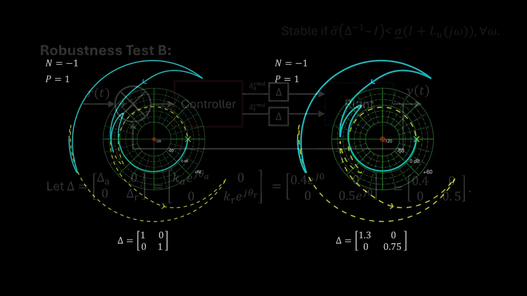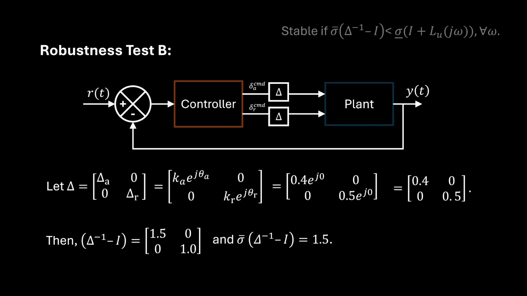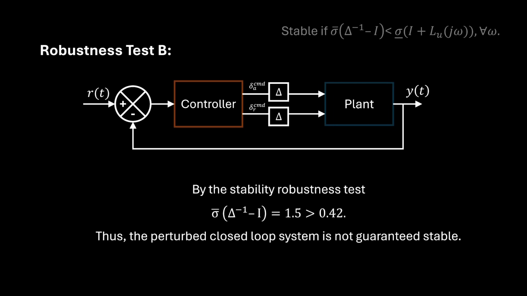All right, let's try to break our closed-loop system. Let's hit the aileron with a 60% reduction and the rudder with a 50% reduction in effectiveness. The left-hand side becomes 1.5 in the stability robustness test. This is more than 3 times the stability bound. Therefore, the system is now not guaranteed to be closed-loop stable. But it still could be. What do you think? Stable or unstable?